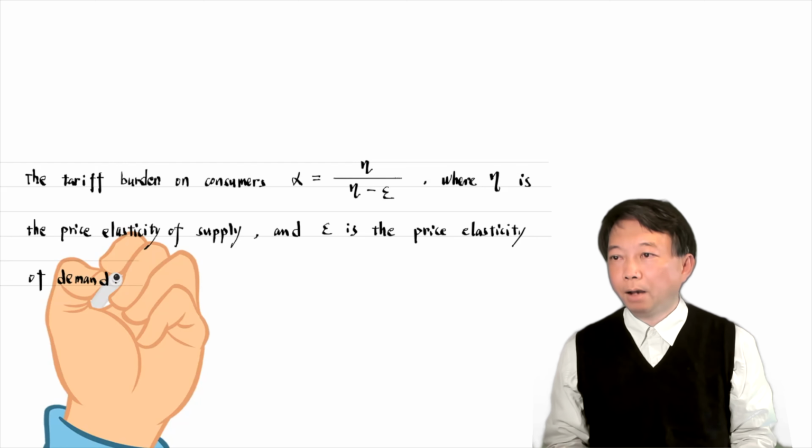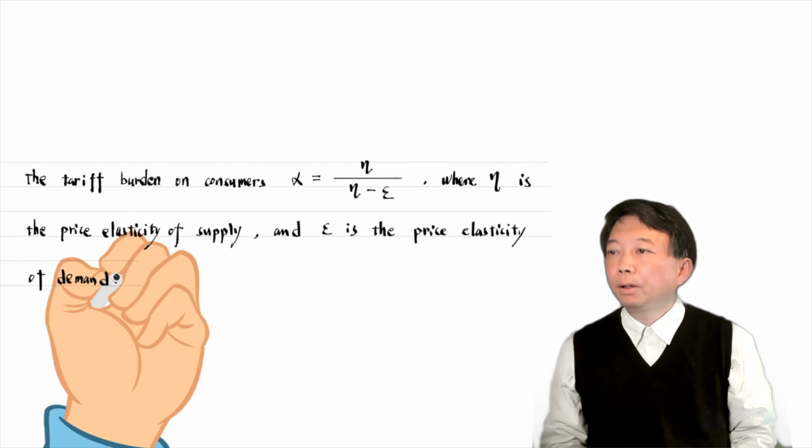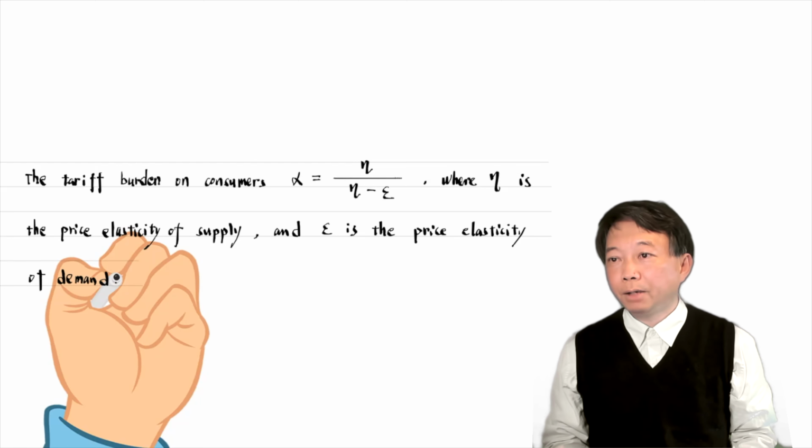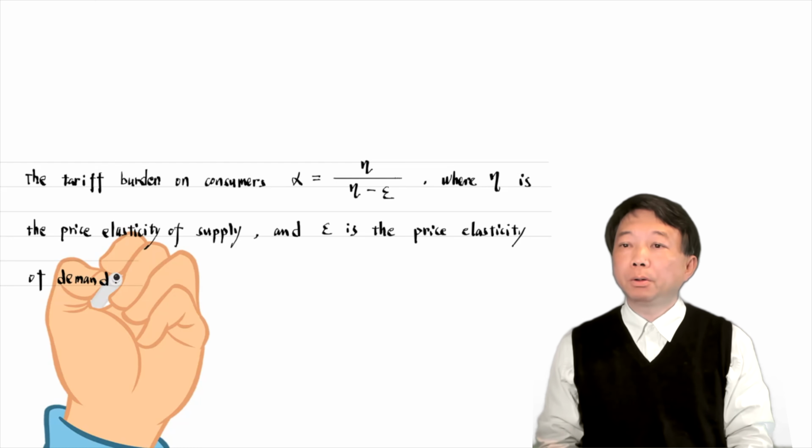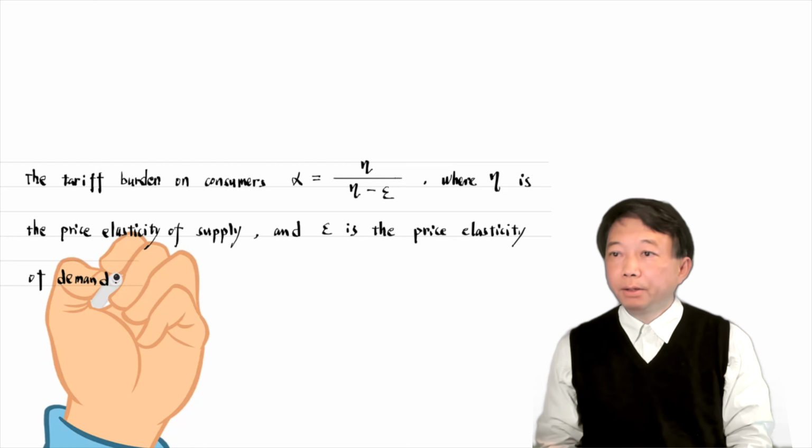Returning to the tariff burden on consumers, alpha, the numerator is positive. The denominator is also positive, as it is the sum of the absolute values of the price elasticity of supply and the price elasticity of demand. Alpha falls between 0 and 1. Now, we discuss several scenarios.